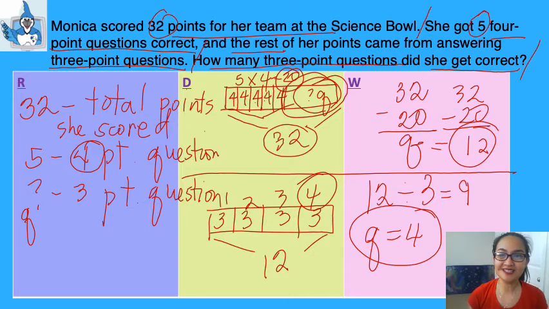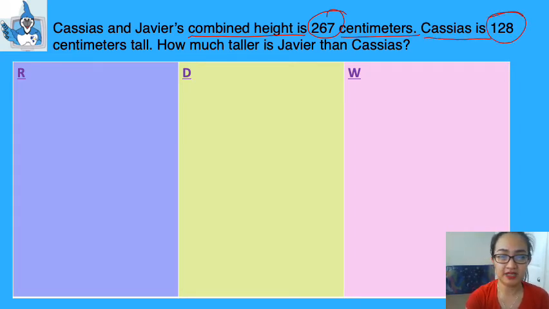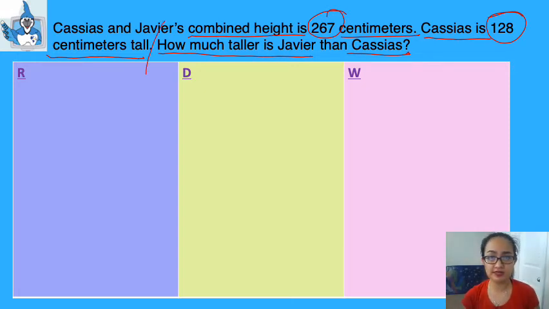Okay, now let's proceed to our last problem of the day before you do your exit ticket. It says Cassia's and Javier's combined height is 267 centimeters. Cassia's is 128 centimeters tall. How much taller is Javier than Cassia's? Now, boys and girls, as you can see, it's not asking how tall is Javier. It's asking how much taller is Javier than Cassia's. But I don't know how tall Javier is. So that means this is a 2-step word problem.